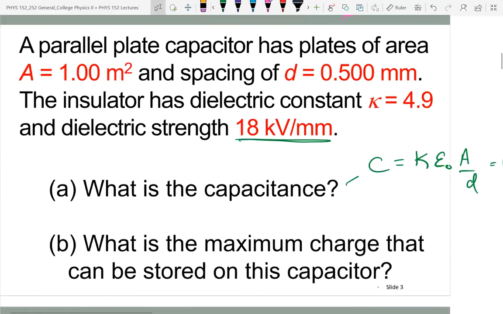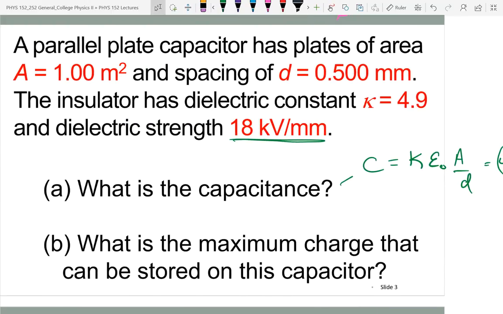So we found the capacitance. Now, what's the maximum charge that can be stored on this capacitor? Well, we have a maximum dielectric strength of 18 kilovolts per millimeter. That means if I put in an external field of 18 kilovolts per millimeter, it's going to have electric breakdown.